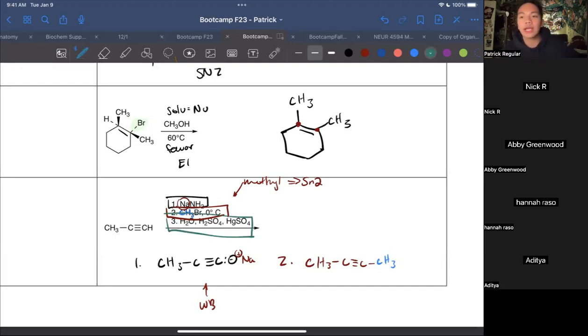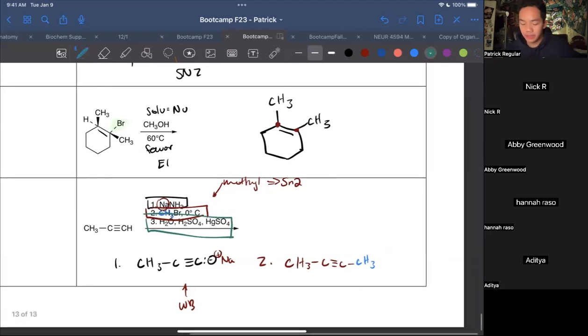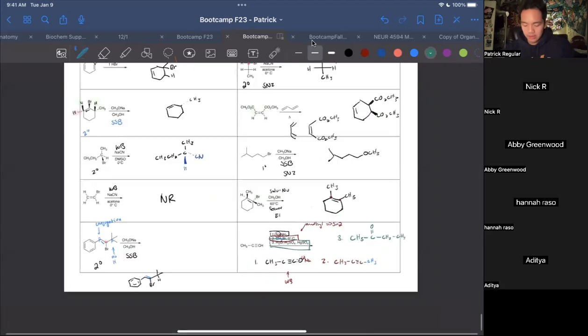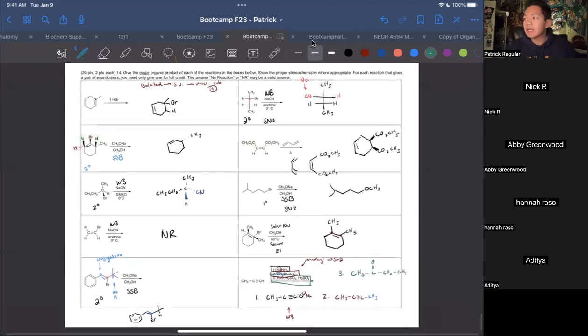H2O, H2SO4, HgSO4. If you have a triple bond and you react it with this, you're going to create a ketone. So our third and final product is CH3-CH2-C(=O)-CH2-CH3. If you drew it on the other side, that'll be fine because it's symmetrical. That should be the final and last bit of this review session, ending at 9:08 p.m.